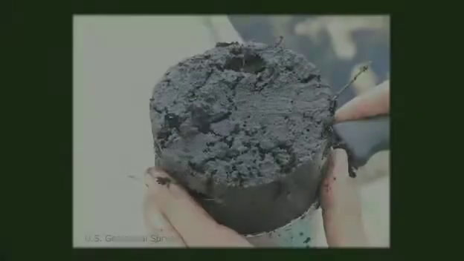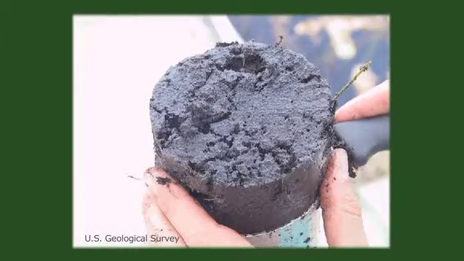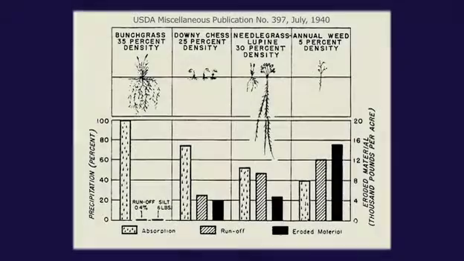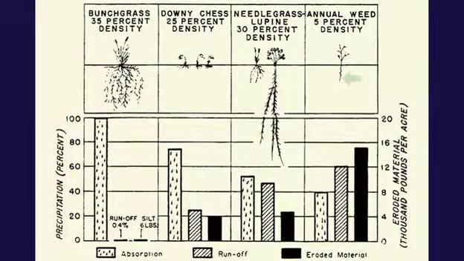Typically, infiltration rates are greater in humid regions than in arid regions. This is because of the presence of macropores as a result of root structure. This figure compares 4 vegetation types for absorption, runoff, and eroded material in terms of percentage of precipitation. Note that the lesser the root structure, the lesser the absorption, and the greater the eroded material.